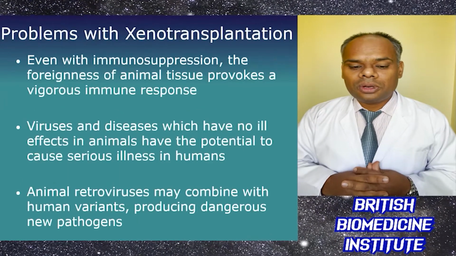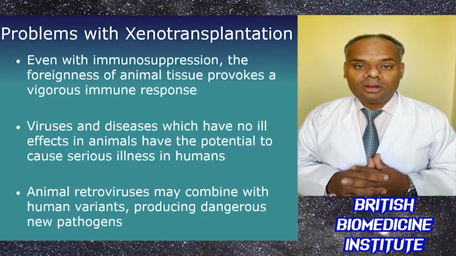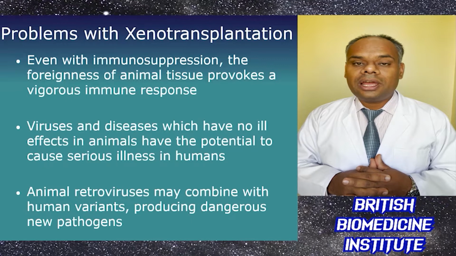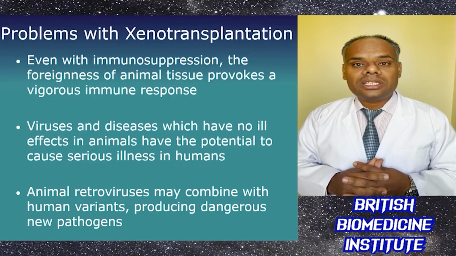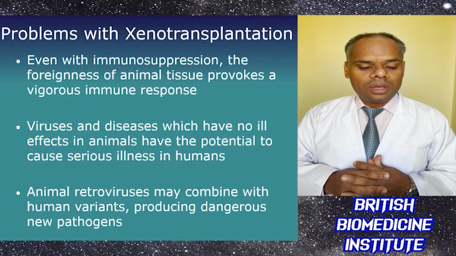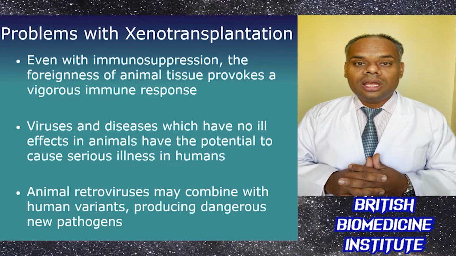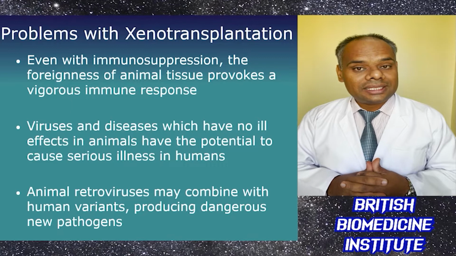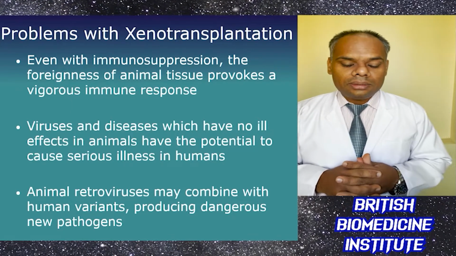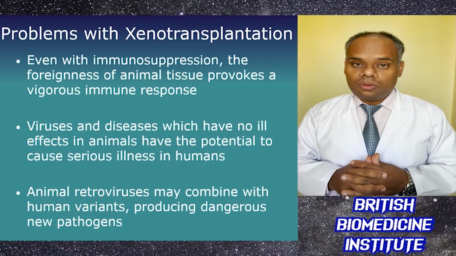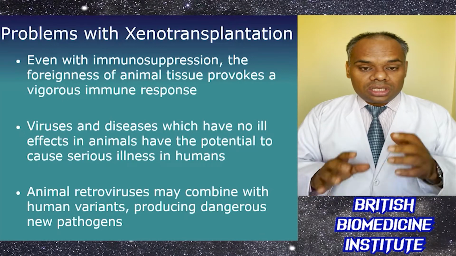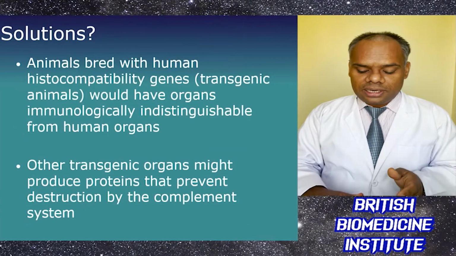Now, there are various problems with xenotransplantation. Even with immunosuppression, the foreignness of animal tissue provokes a vigorous immune response. Viruses and diseases which have no ill effect in animals have the potential to cause serious illness in humans. Animal retroviruses may combine with human variants, producing dangerous new pathogens. So these are the various problems with xenotransplantation.